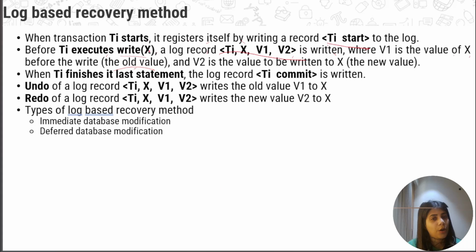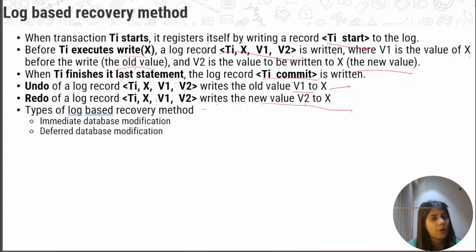मतलब write x करने के पहले old value क्या थी? And v2 will be write x करने के बाद new value क्या है? When TI finishes its last statement, the log record TI commit will be written. Undo of a log record will be TI x v1 v2, which will write the old value v1 to x. Redo of a log record TI x v1 v2 again will write the new value v2 to x.